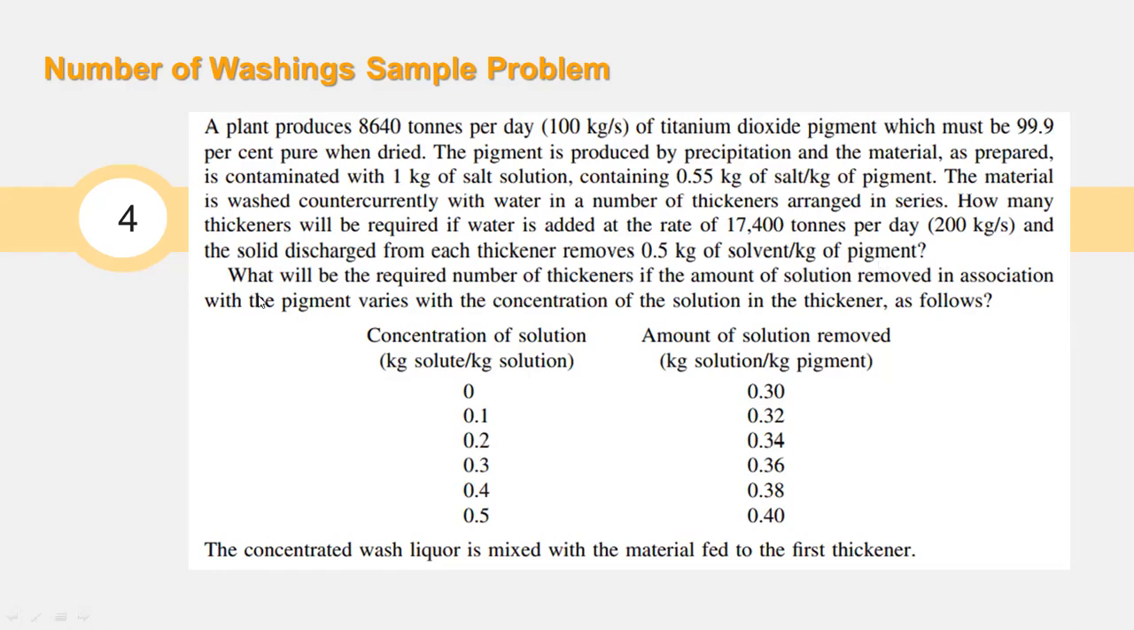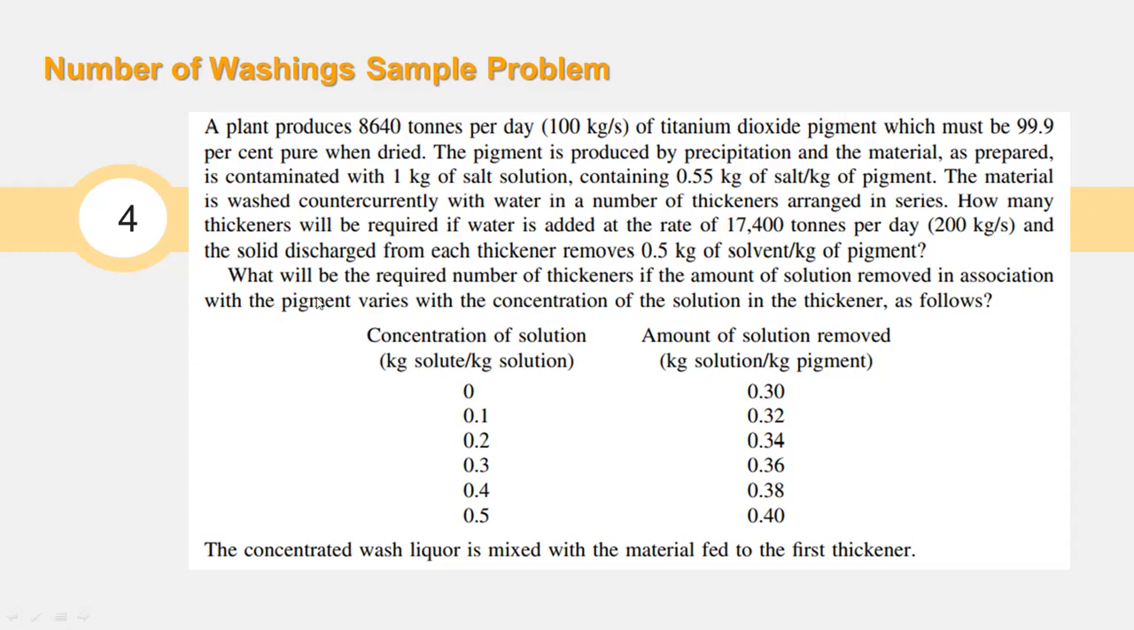Now, the same question: what will be the required number of thickeners if the amount of solution removed in association with the pigment this time varies with the concentration of the solution in the thickener as follows. So in the first question here, class, we are to assume that there is no variation in the concentration of the solution based on the amount of solution present in your slurry. So in this first question, how many thickeners, still N, we will assume that there is no variation in the concentration of solution based on its amount present in the slurry.